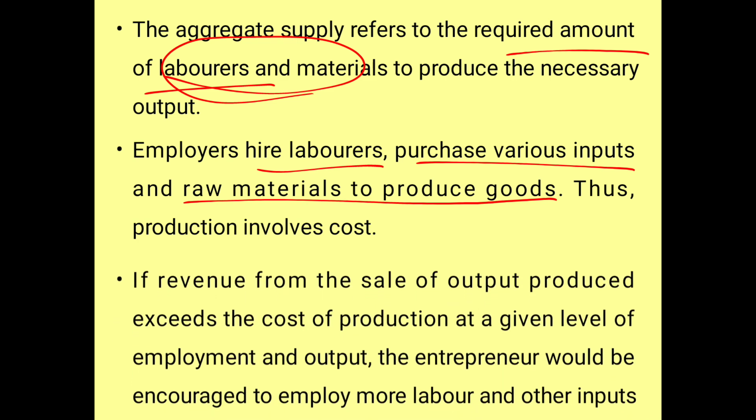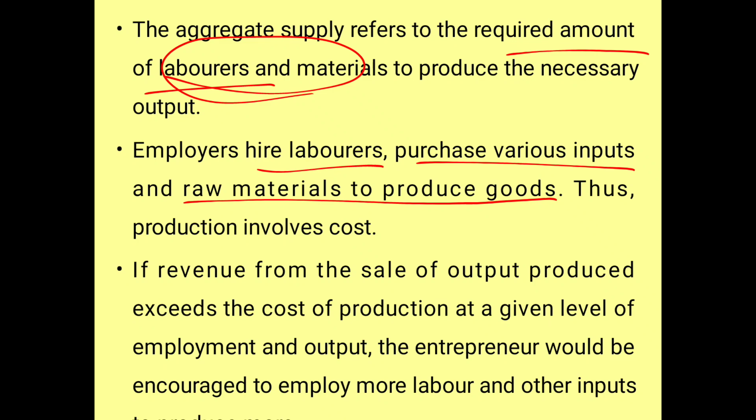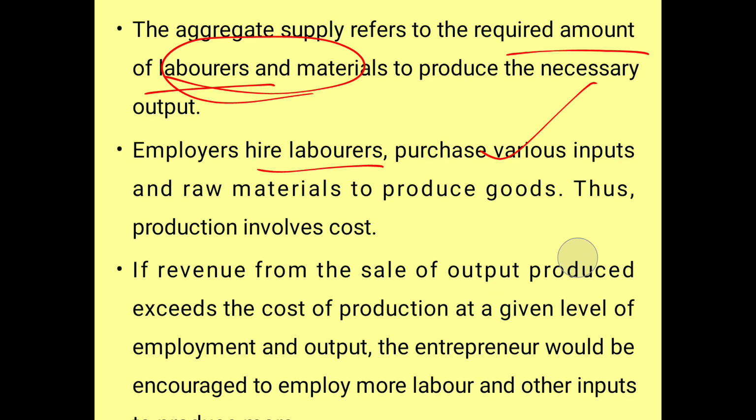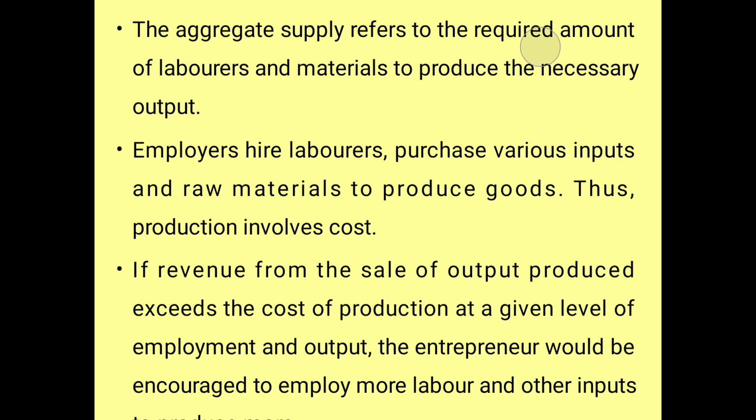The next one says, revenue from the sale of output. Now we are going to get income. What are you going to sell? The output that has been produced. Your revenue should be greater than cost, then only profit is incurred. An entrepreneur is happy when his revenue is more than the cost. So R should be greater than cost.